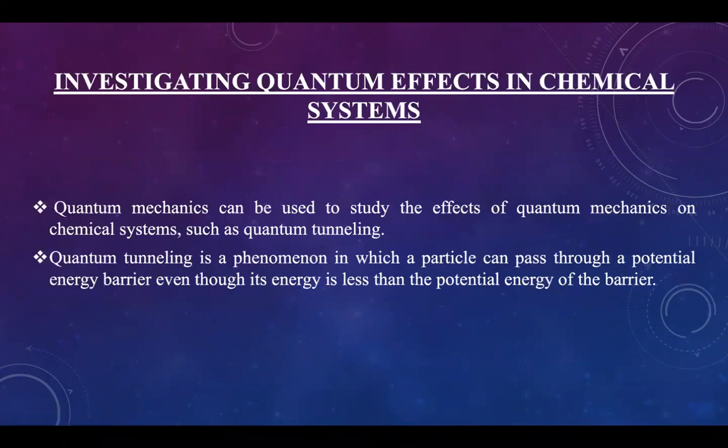Investigating quantum effects in chemical systems. Quantum mechanics can be used to study the effects of quantum mechanics on chemical systems, such as quantum tunneling. Quantum tunneling is a phenomenon in which a particle can pass through a potential energy barrier even though its energy is less than the potential energy of the barrier.